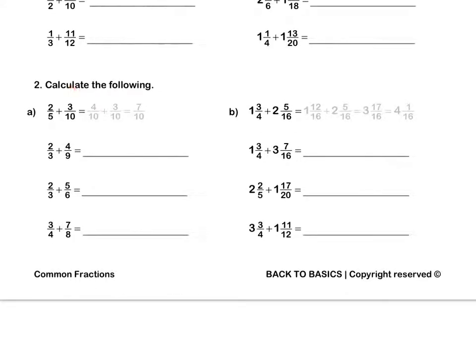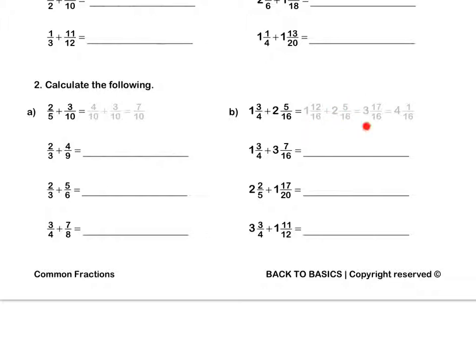Question 2. Fifths plus tenths, lowest common denominator is 10, times by 2, times by 2, so we get 4/10 plus 3/10 is 7/10. B, we have quarters plus sixteenths, so we first keep our mixed numbers, we rewrite our quarters as 16ths, times by 4, times by 4. Then we have 1 12/16 plus 2 5/16.